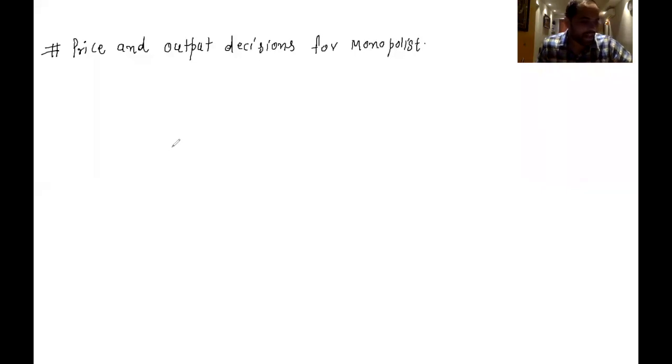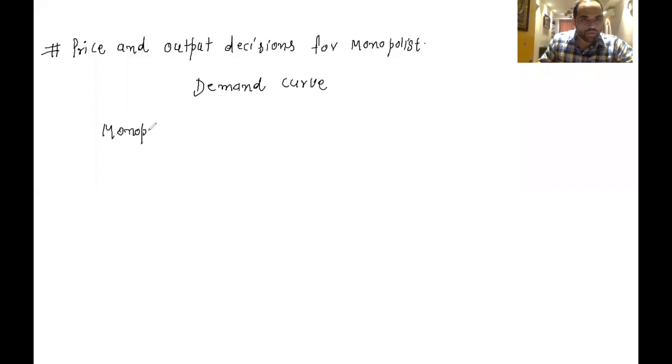Okay, let's have a look at the demand curve. Demand curve for monopolist. Monopolist means the firm who controls the market. And then the demand curve for competitive firm.